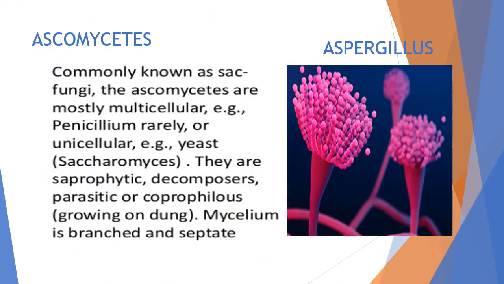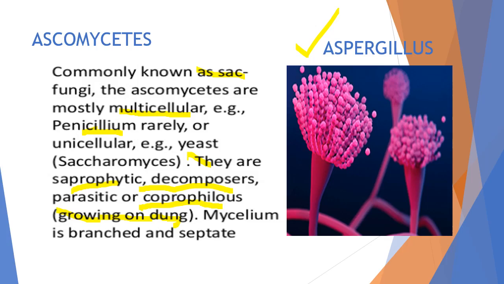Now the next class is known as Ascomycetes, and the other name of Ascomycetes is the sac fungi. What are the other characteristics? They are multicellular. The most common one is Penicillium, and even yeast is also here, and the picture I have given here is of Aspergillus. This group comes under saprophytes, some are decomposers, some are parasites, and some are coprophilous. So what is a coprophilous fungus? The fungus that grows on cow dung, that is called coprophilous.